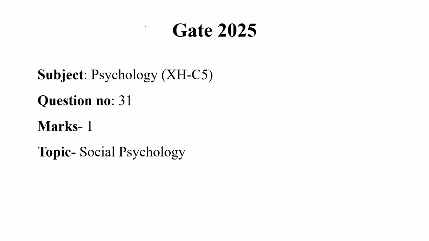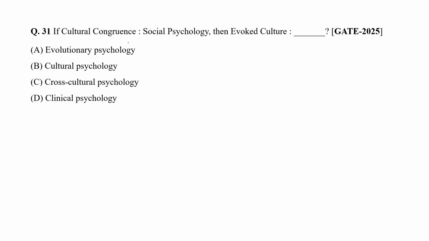Today we are going to solve a question from psychology, which is a one mark question from the topic of social psychology. Now let's read the question. If cultural congruence is social psychology, then evoked culture is dash. And we have four options. One is evolutionary psychology, two, cultural psychology, three, cross cultural psychology, and four, clinical psychology.